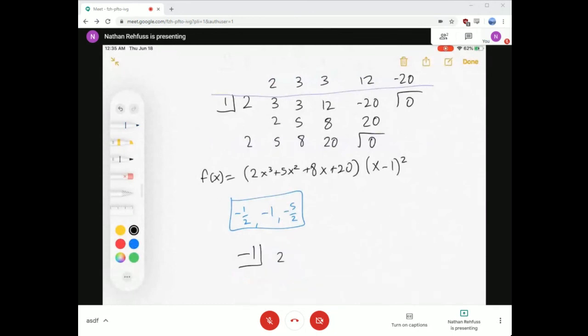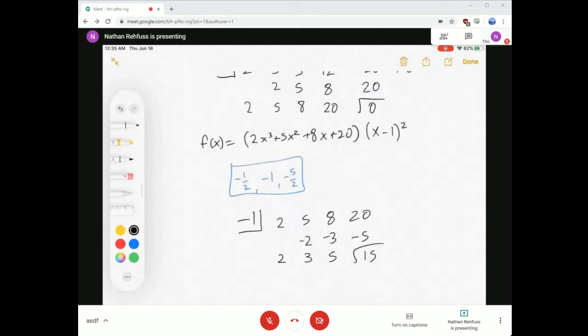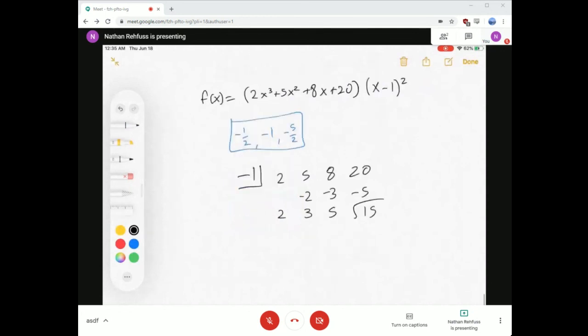2, 5, 8, 20. 2 comes down, negative 2, 3, negative 3, 5, negative 5. Nope, remainder is 15. No such luck. Okay, we're almost there, folks. Let's try negative 5/2. Why not? 2, 5, 8, 20. I'm not going with the original 5th degree. I'm just going with the 3rd degree that's left, because I've got all the roots out of the other part already. I just need to find roots in this part.